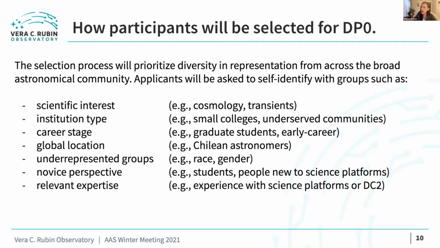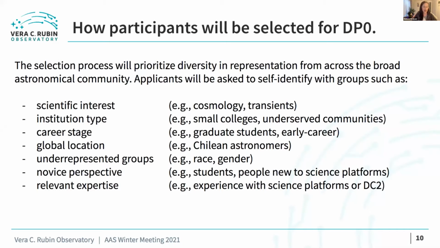So when you do go and apply, you'll find that most of the multi-select questions that you're asked will ask you about your scientific interests, institution type, your career stage, global location, whether you identify with any groups that are underrepresented in astronomy, whether you feel like you're a novice or an expert in terms of the use of science platforms, and any relevant expertise that you might have. So that's what's in the application form and what you're asked. And that's how we will do the selections if we end up being oversubscribed.